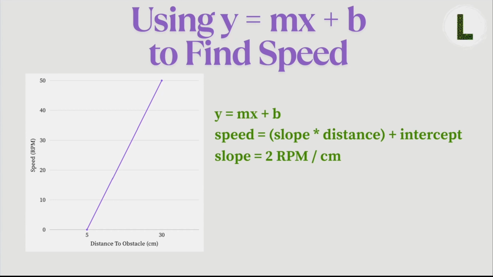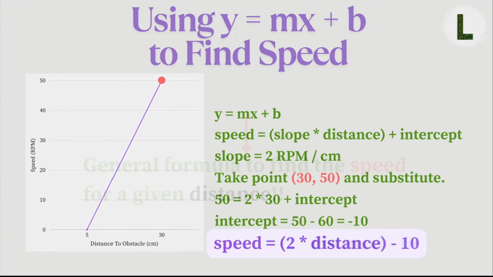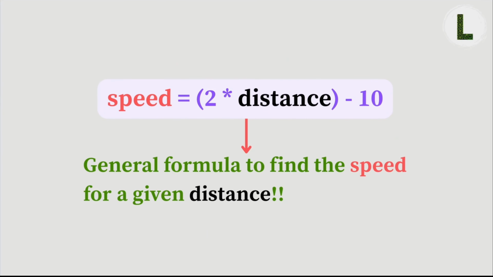Now let's plug in a point to find the intercept. Let's use (30, 50). So x is 30, y is 50, the slope m is 2, and the intercept is what we want to find out. That can be easily done by simply rearranging the terms, and we find that the intercept is -10. So our final equation is speed equals 2 times distance minus 10. And this is a general formula to find the speed for a given distance, given our linear relationship that we have modeled and designed as shown in the graph in the previous slide.